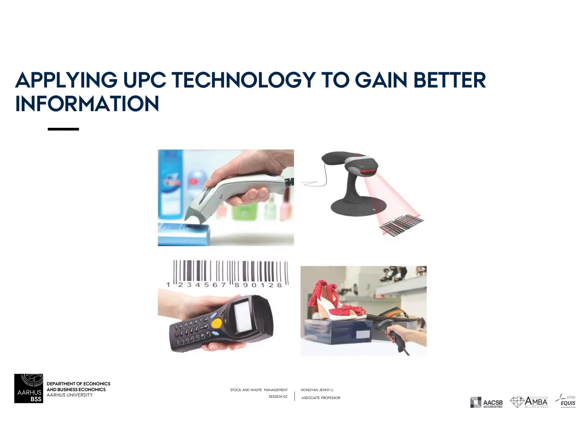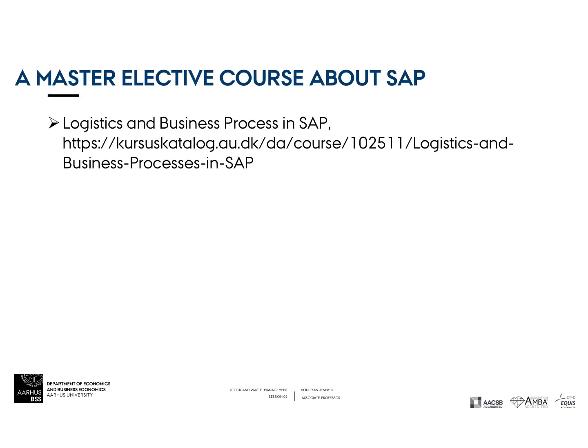Now you can use the universal product code to gain better information about your products. You have a simple code for your products through the entire supply chain, and you can use that to track your orders, track the sales, track the shelf utilization, all these things. Of course, you need an information system to process all this information and the data from the technology.